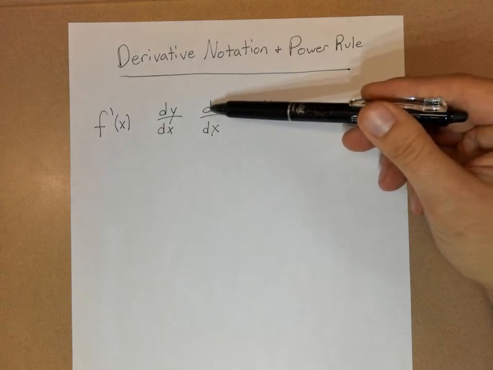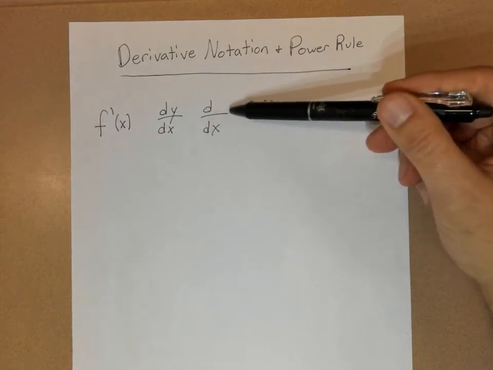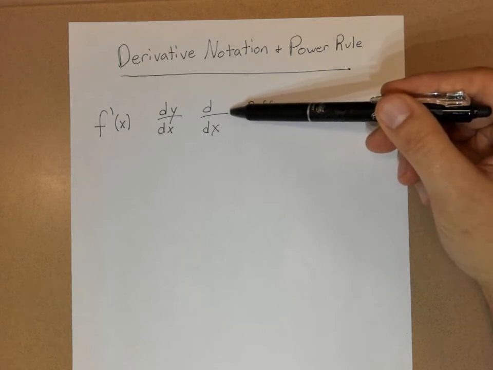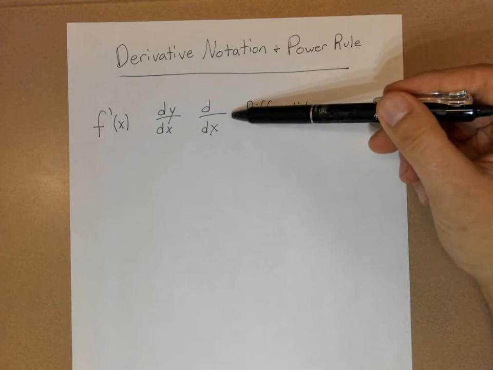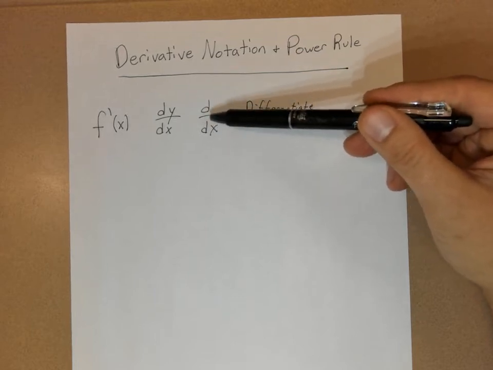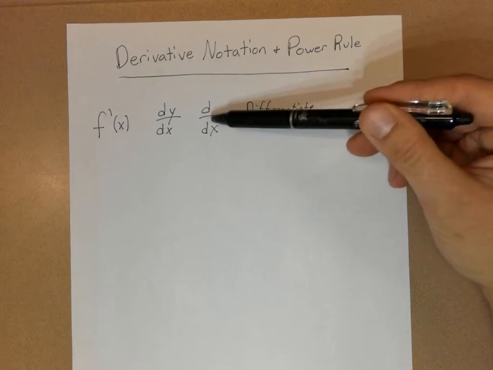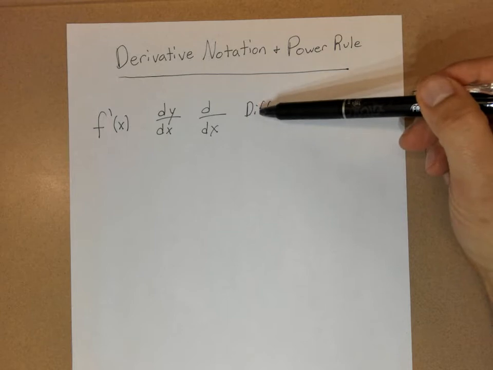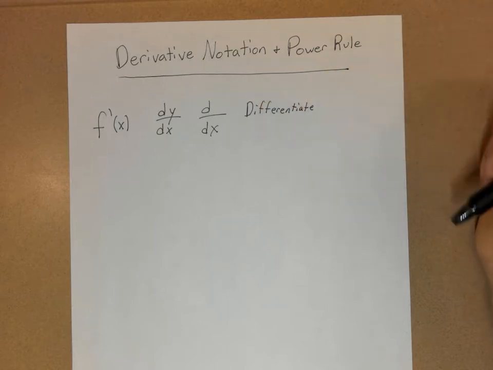You'll also see d and then d dx. Typically this will be followed by an equation, which means it's taking the change in this equation, which is your y value, divided by the change in x. So it's still asking you to find the derivative of the equation that follows this notation. Or a question might just say to differentiate, in which case it's saying find the derivative.